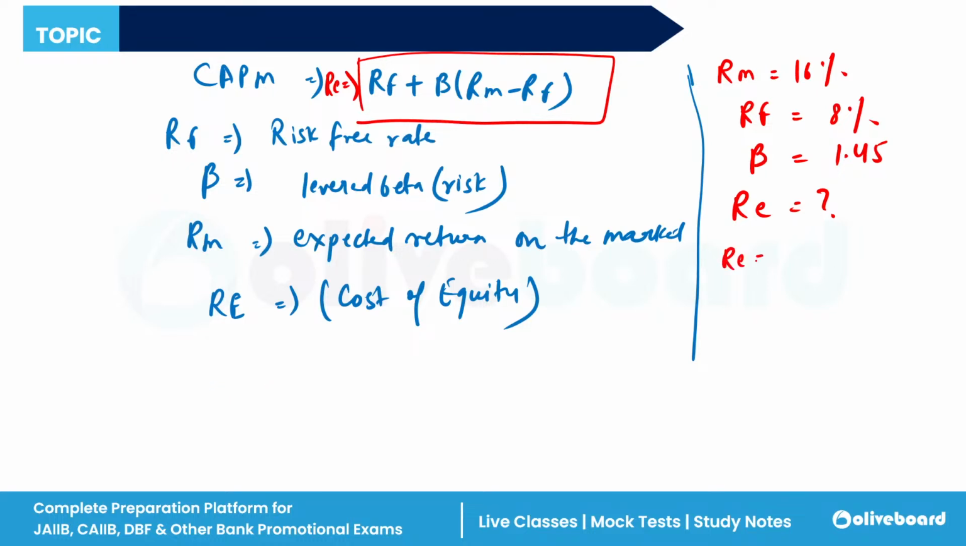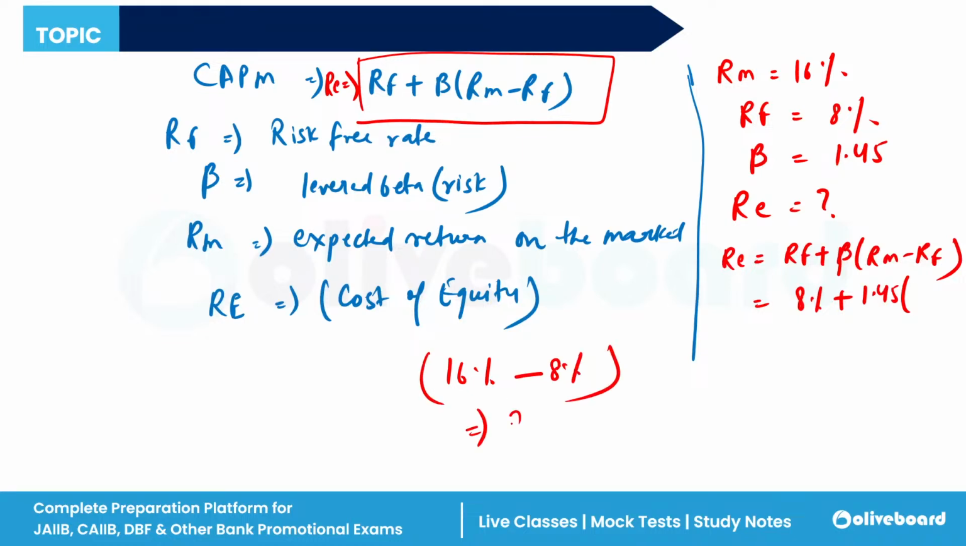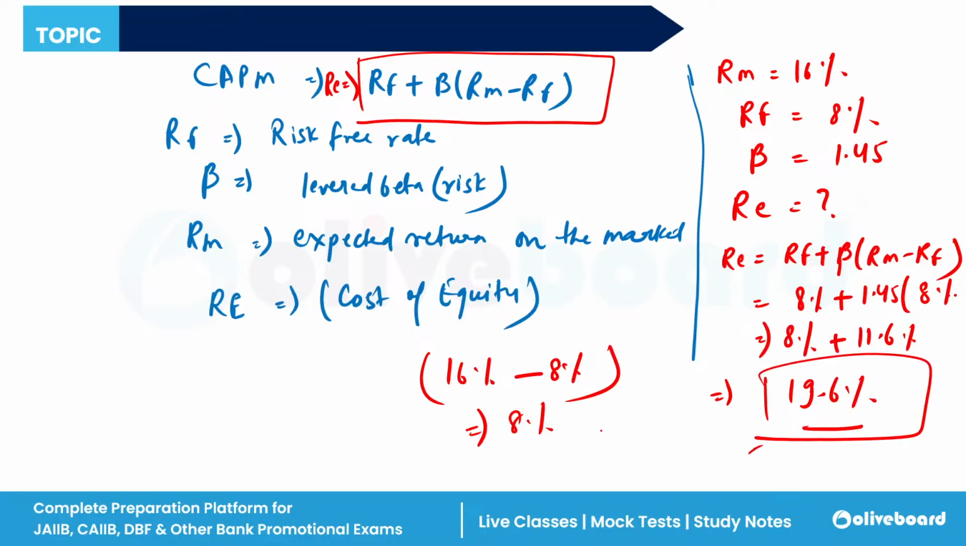The formula is what? RE is equal to RF plus beta (RM minus RF). RF is how much? RF is 8% plus beta is 1.45. Now RM minus RF. So 16% minus 8% is how much? 8%. So with the BODMAS rule, what you have to do? First, you have to multiply this 1.45 into 8%. How much will it come? 11.6%. So 19.6% is the answer. I hope this is clear to you. So this is our cost of equity from the CAPM model.